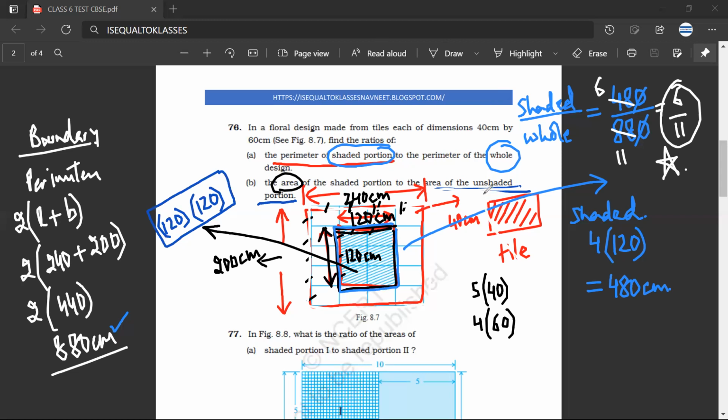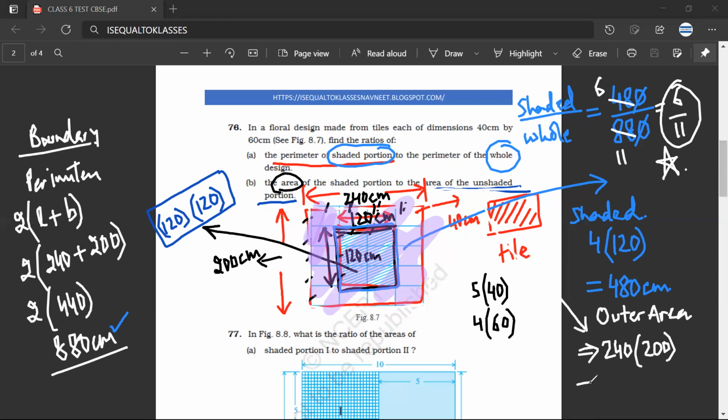So, sir, I think we have to find the area of the shaded portion, and then we can subtract it by the outer portion. Okay. What is the outer area? 48,000, sir. I multiplied 240 by 200. Correct.